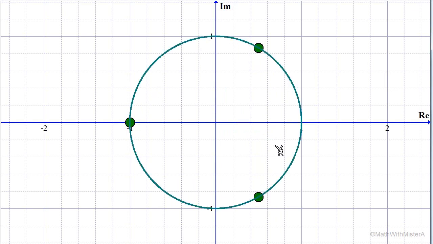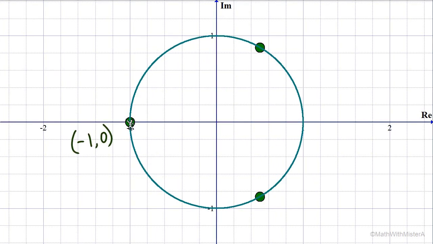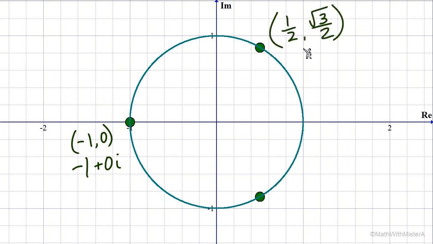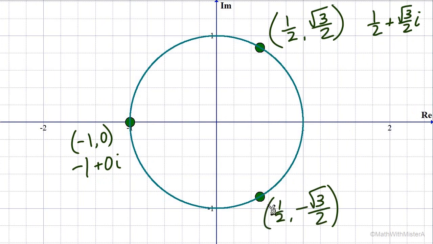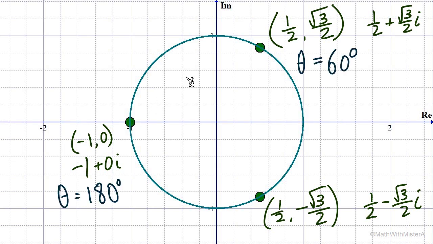Let's draw in the unit circle because each of those points does land on the unit circle. This point -1, 0, corresponds to the complex number -1 plus 0i. This ordered pair, 1/2, radical 3 over 2, corresponds to the complex number 1/2 plus radical 3 over 2 i. And same with the third point. And what do we know about the angle measures at these points? This point here, 60 degrees. Back here, halfway around the circle, 180 degrees. And this point at 300 degrees.